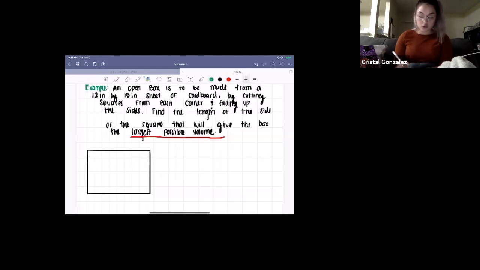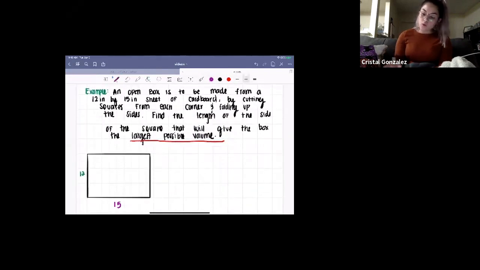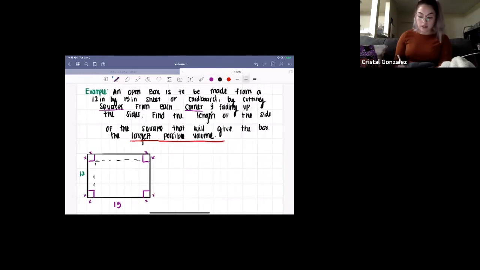So I know I have a 12-inch by, let's do 15 inches in purple, by 15 inches. And they want to cut squares from each corner. Now we don't know the length of this square, so let's just call them X. So what they're really doing is they're cutting each of these squares here. And so their length, we're just gonna call them X. So we're gonna call them X by X, X by X, X by X. So they're cutting this all up to make that cardboard box. So then they're gonna fold up these sides and make that cardboard box.